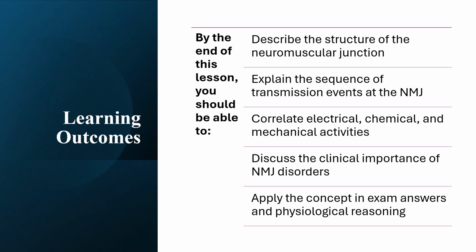Next, you'll correlate the electrical, chemical, and mechanical events that happen in perfect succession. You'll also discuss the clinical importance of disorders that interrupt this junction, like Myasthenia gravis or botulinum toxin paralysis, to understand how small molecular changes can stop movement entirely. And finally, you'll apply these concepts in exams, learning how to phrase your understanding clearly and gain every possible mark.